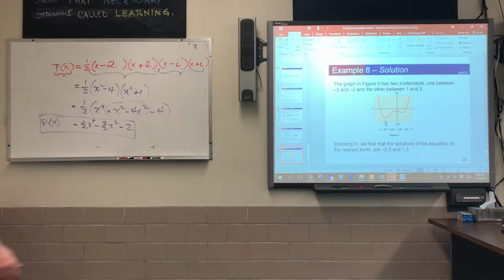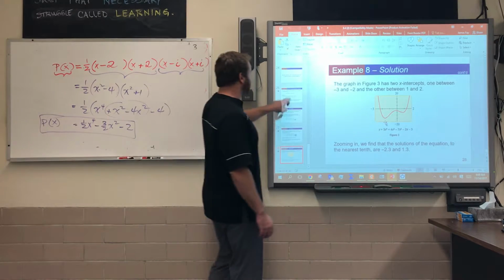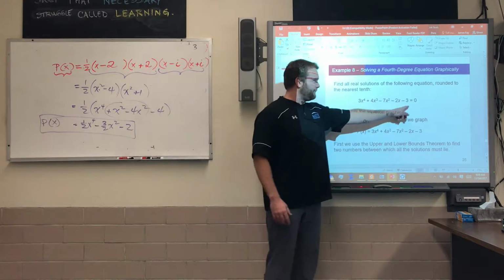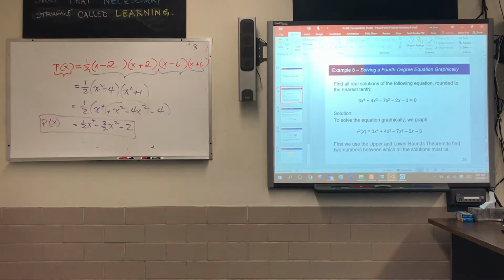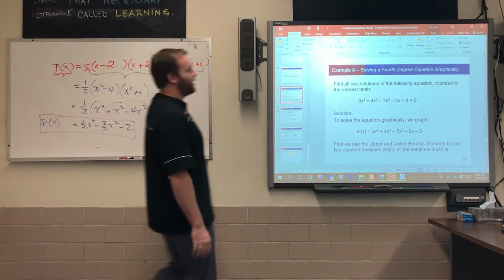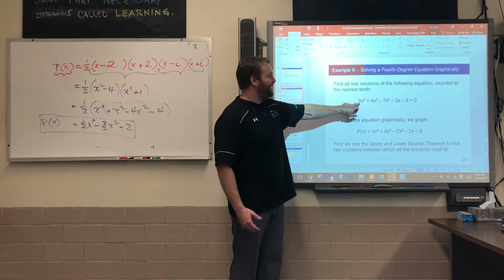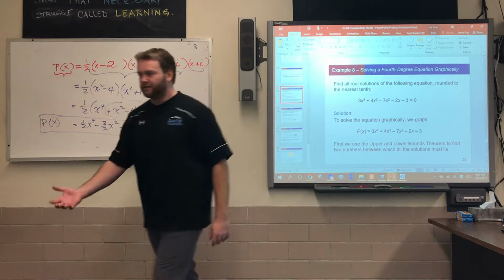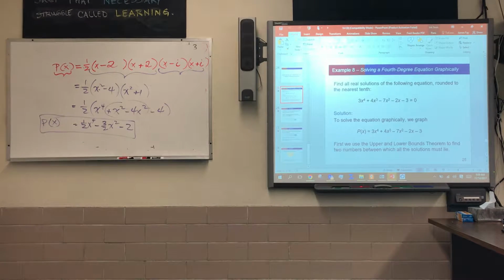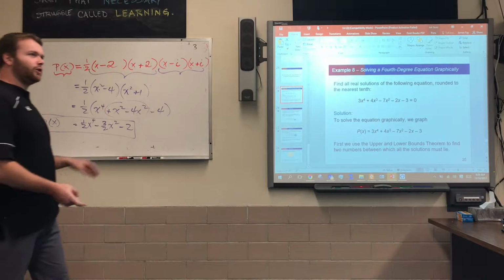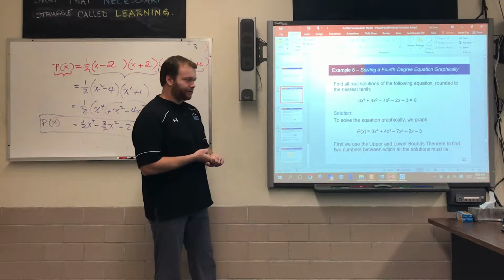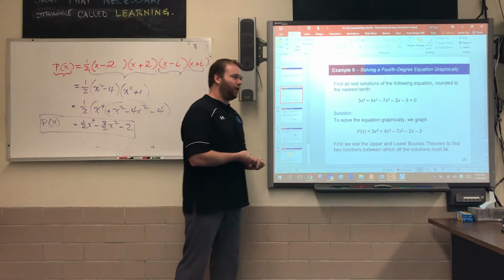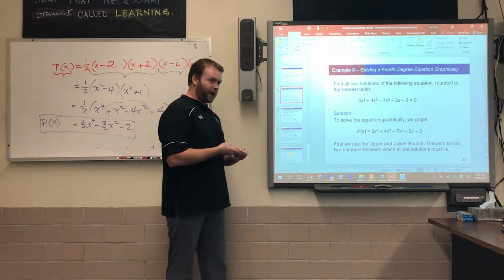And we go through and we talk about looking at this function again, and we look at the p-values. So the factors of -3 are +1, -1, +3, -3. And then we look at the factors of your a sub n coefficient, and that's +1, +3. So if you think about anything p over q, your values of p over q are going to be +1, -1, +3, -3, and then +1/3, -1/3. Those are your options, right?